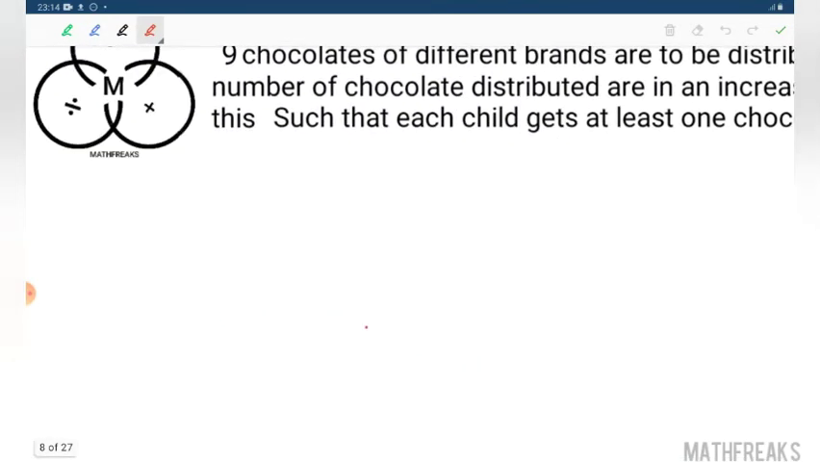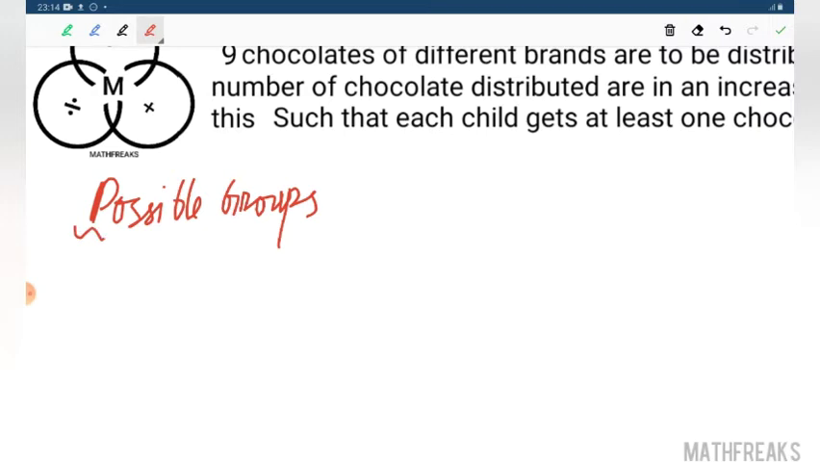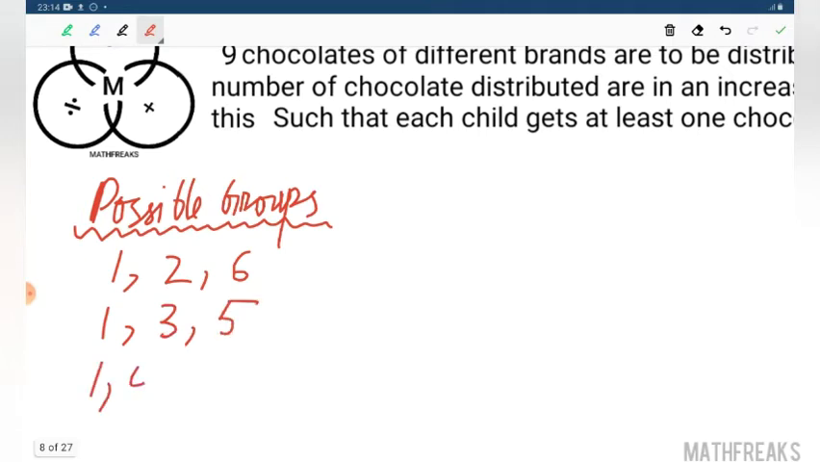First, possible groups or possible distributions. What are the possible groups? We start with 1 chocolate, then 2 chocolates, 1 2, we have given 3 chocolates, so 1 2 6, again 1 3 5, 1 4 4.